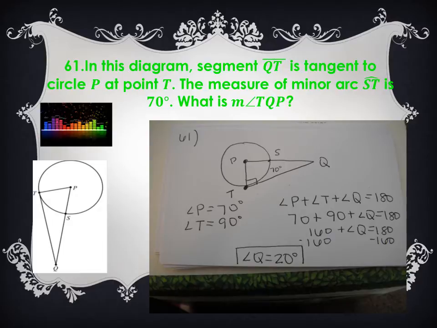We know two angle measures in this triangle, so we can find the third. The triangle sum is 180 degrees. So angle P plus angle T plus angle Q is equal to 180 degrees. So now you can substitute in the measures for angle P and angle T and solve your equation for angle Q. You get angle Q to equal 20 degrees.